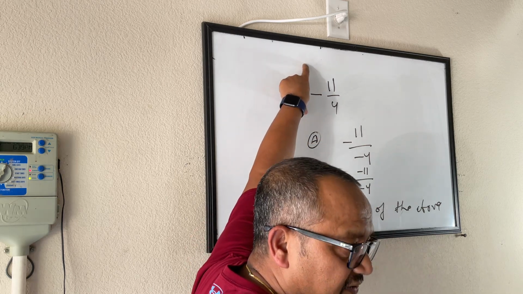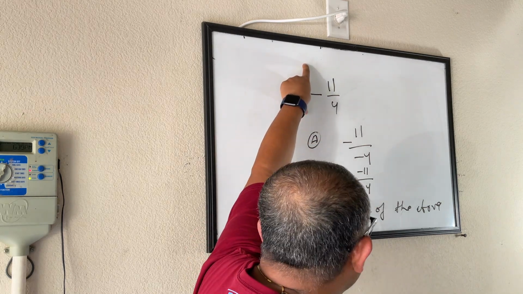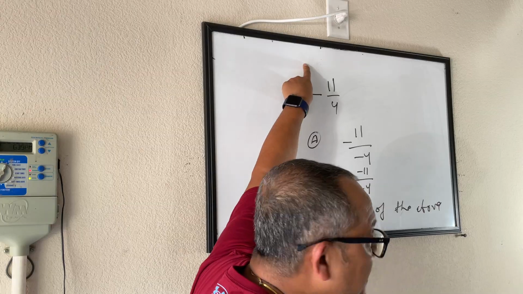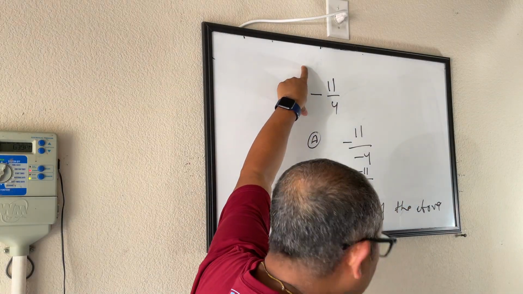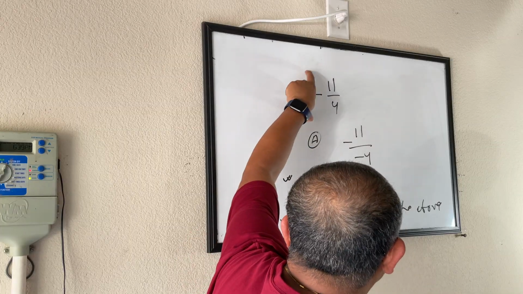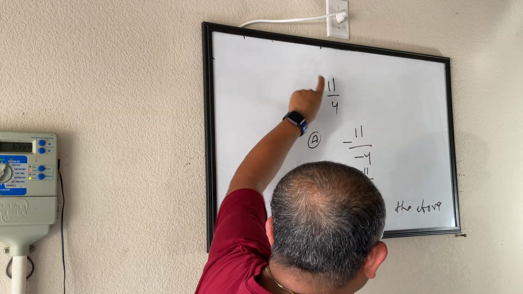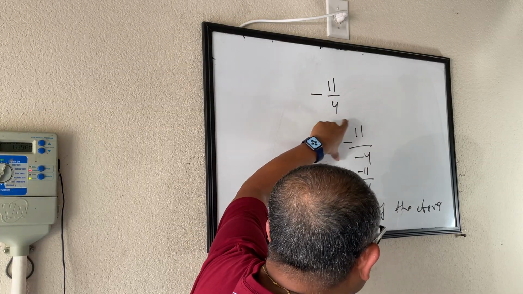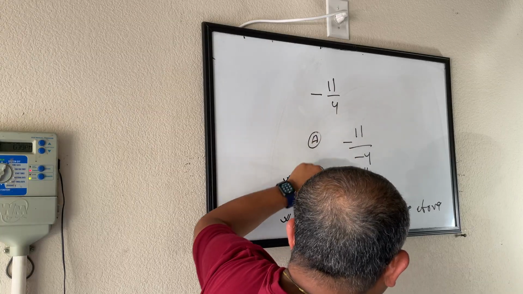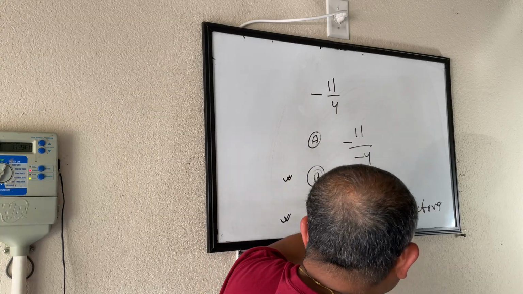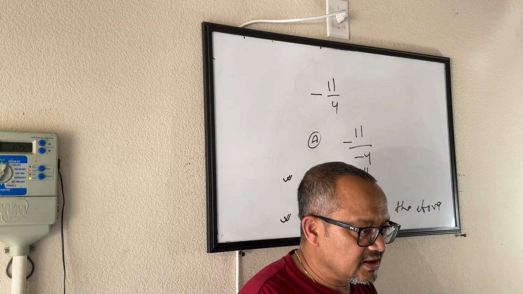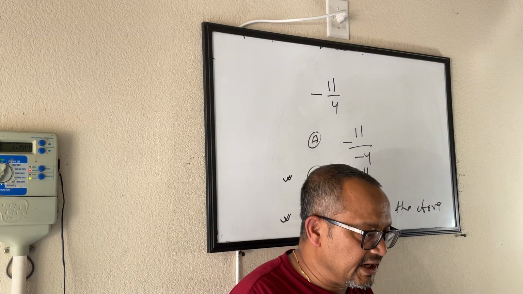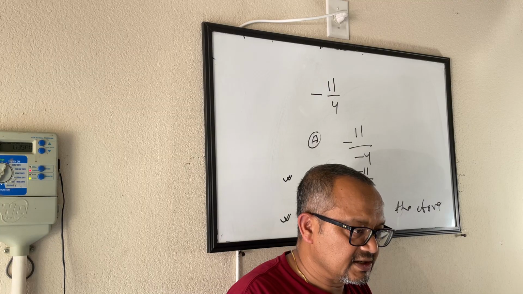This was the number given, minus 11 by 4. And we were asked to find out which of the below is equivalent to this expression. Meaning, which of the below is matching with this. So one option was minus 11 by minus 4. Second option was minus of minus 11 by minus 4, and third was none of the above. Did you say B or you say C, Advik?